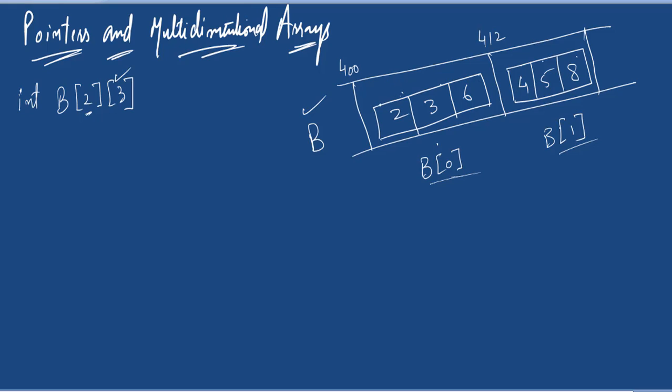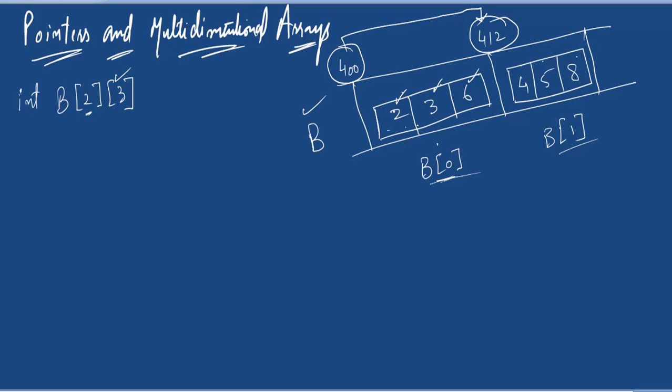If I am talking of b0 and b1, b0 has an address of 400, and b1 has an address of 412. Why is there a gap of 12 bytes? Can you imagine why? This is because b0 contains 3 integer type data, and each integer type data contains 4 bytes.